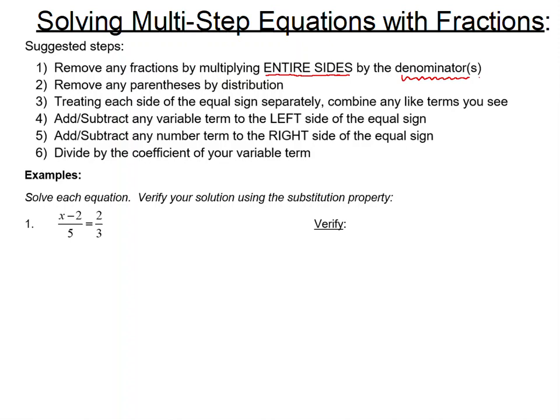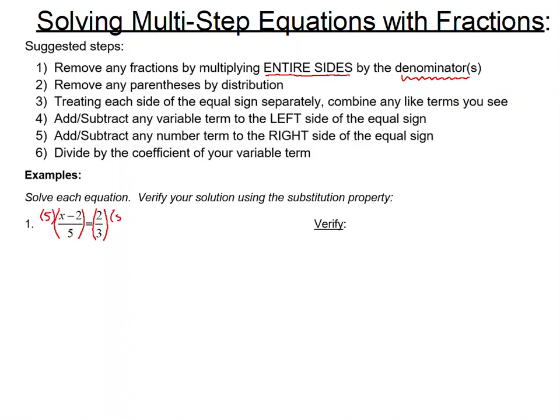I actually see two denominators. One has a denominator of 5 and the other one has a denominator of 3. I'm going to remove these denominators separately. So let's start. Let's put parentheses around the entire left side of the equation. Let's put parentheses around the entire right side of the equation. I'm going to remove the 5 first, so I'm going to multiply both sides by 5.